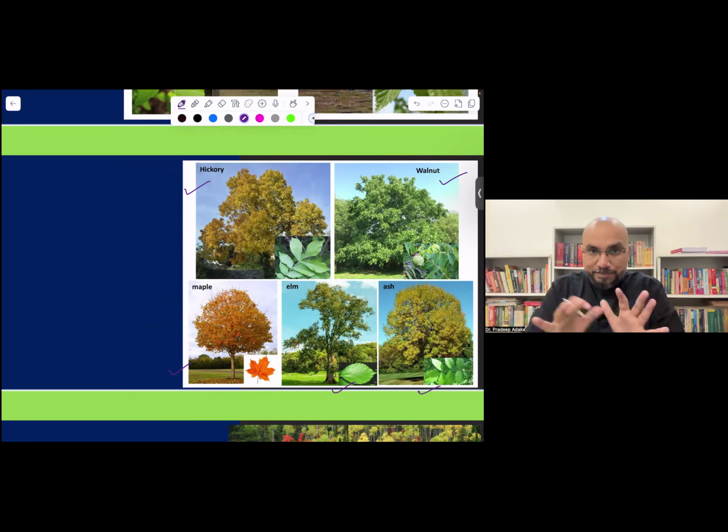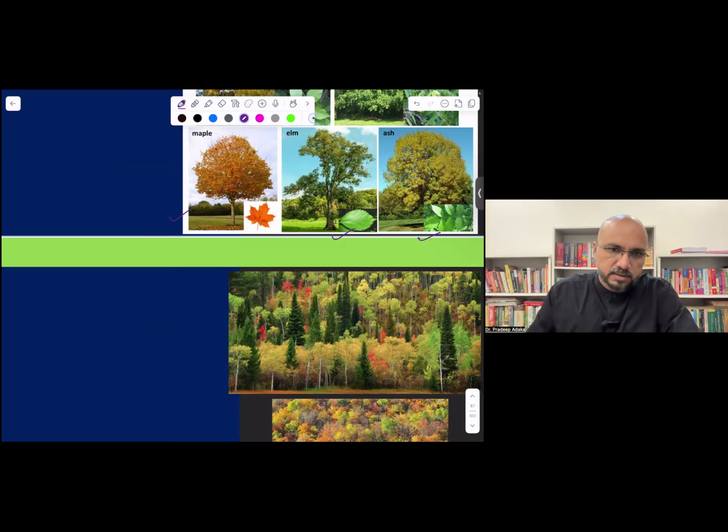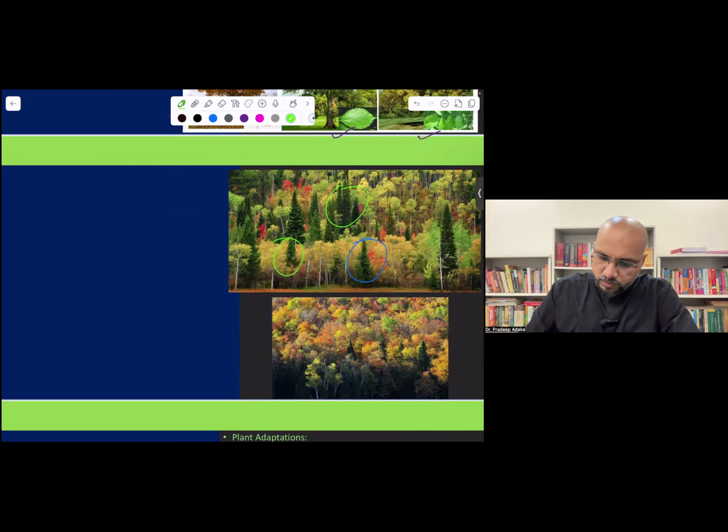So you can see there is a mix. There is an overlap. You see here conifers growing among these birch trees, right? So conifers growing in between the deciduous temperate forest. There is a mix, there is an overlap. Okay.